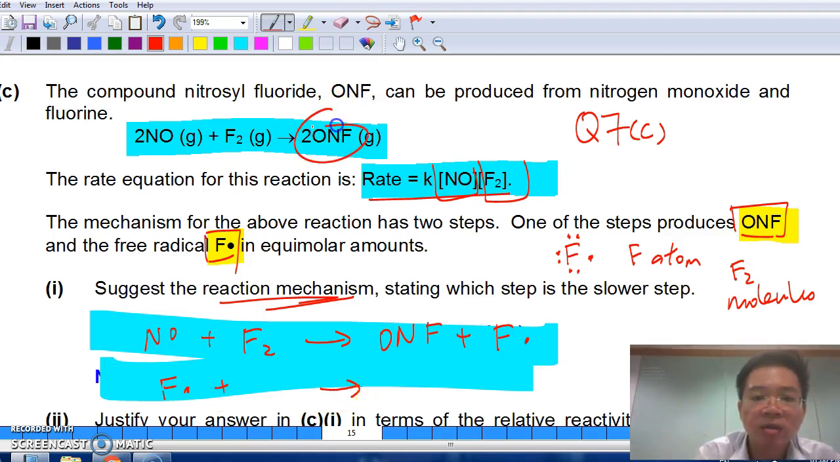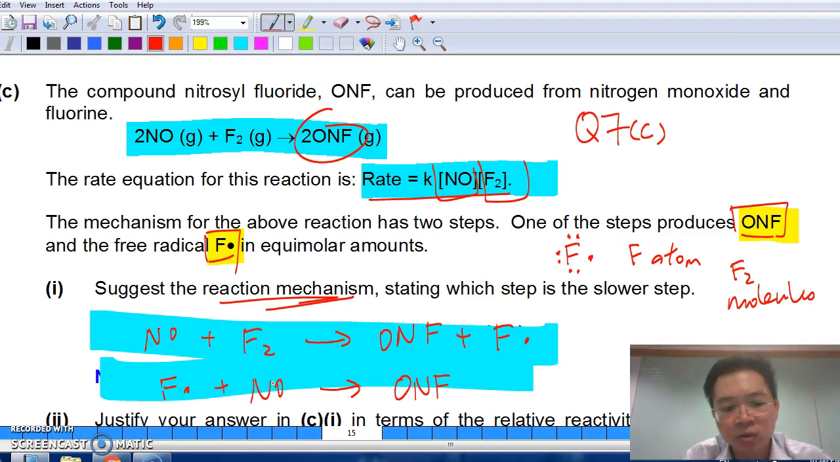So let's try F dot plus something that will give me the product. We know that at the end of the day, in my overall equation, I have two ONF. One of the ONF is already produced, so likely the second product will also be ONF, the product in step 2. So F dot plus, I know that there's another NO that's not used. Does it balance? Yes, it's balanced. F dot plus NO gives me ONF.